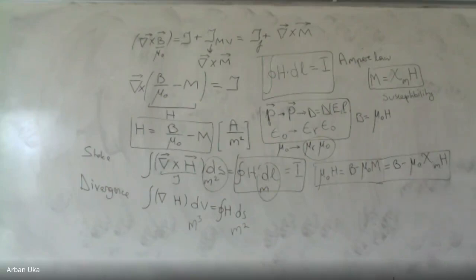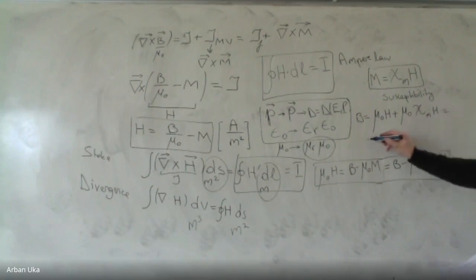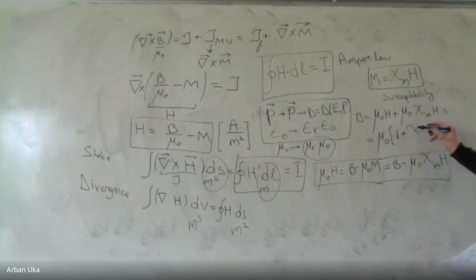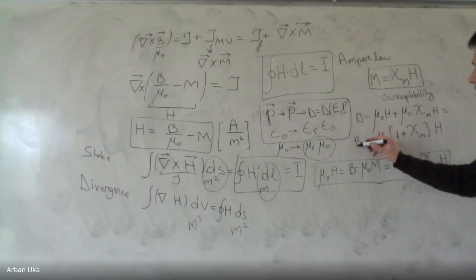So this means that we can construct the relationship of B with the H. So here we have B equals mu 0 H. When we have this, let's take this to the other side, plus mu 0 psi M H. We factor out this again, and this is 1 plus psi M times H. Now this is the new relationship between B and H.